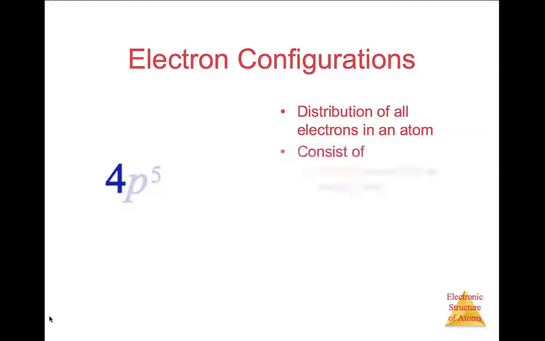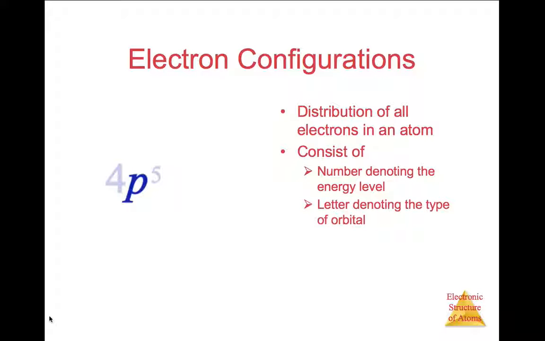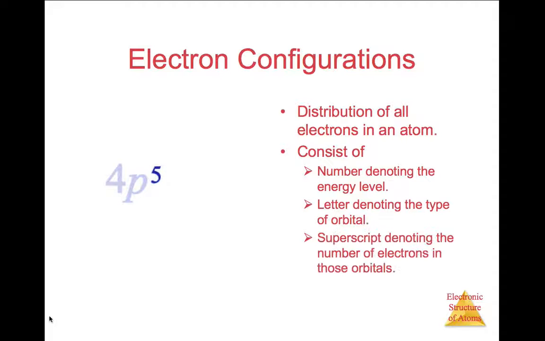Where electrons probably are is told to us by something called electron configurations, which give us the distribution of all electrons in an atom. The electron configuration consists of 3 things. First of all, a number denoting the energy level. That's this big number 4 right here, which is also known as the principal quantum number n. A letter denoting the type of orbital, which is actually the azimuthal quantum number l, which can be 0 for s, 1 for p, 2 for d, 3 for f, and then lastly a superscript like this number 5 right here, denoting the number of electrons in those particular orbitals.